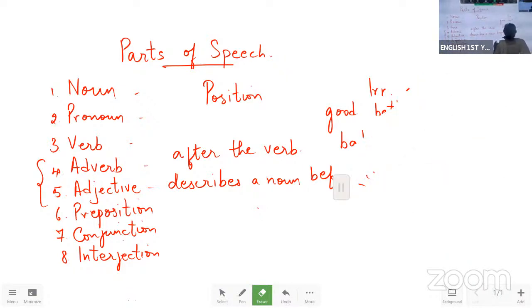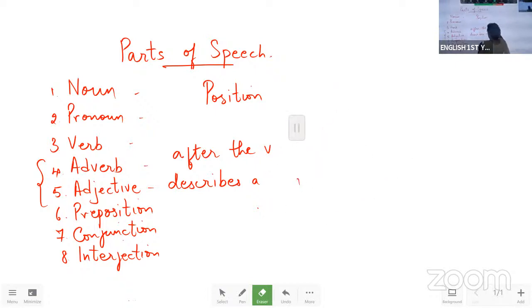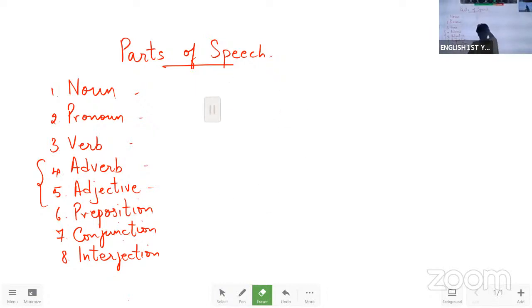And like I said, adverb usually takes ly, while adjective takes er and est. But there are always exceptions to the rule. It also has irregular adjectives, and in the case of beautiful, expensive, you do not add er or est, but you use more and most. Now coming to preposition.